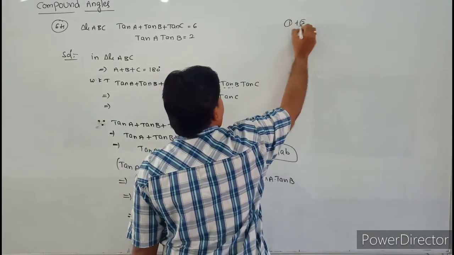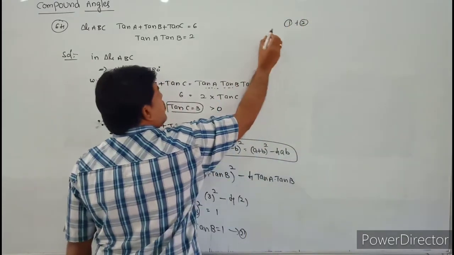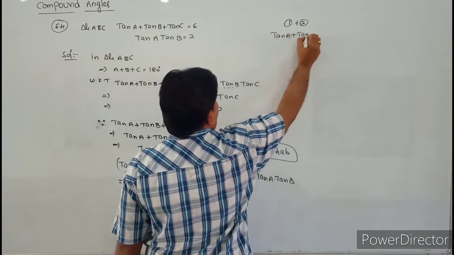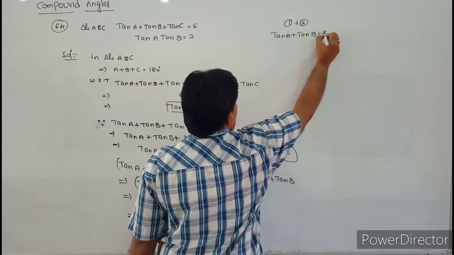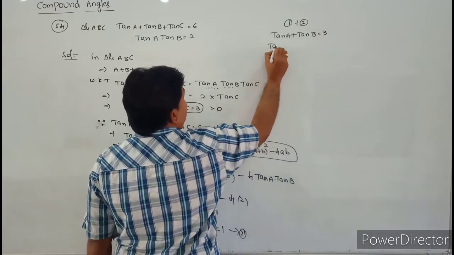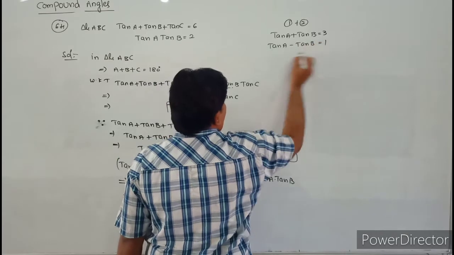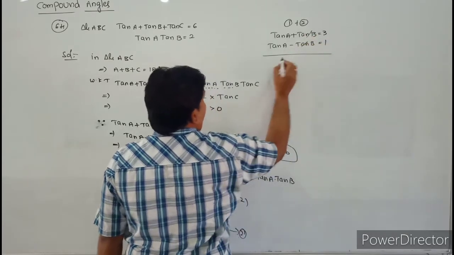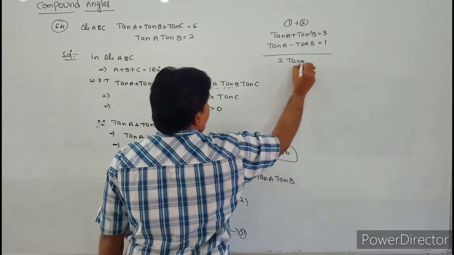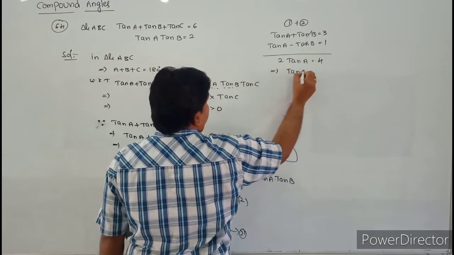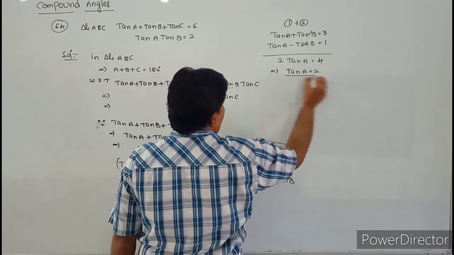So I will do equation 1 plus equation 2. So what is equation 1? Tan A plus tan B is equal to 3. Tan A minus tan B is equal to 1. So that implies 2 tan A is equal to 4. So that implies tan A is equal to 2.